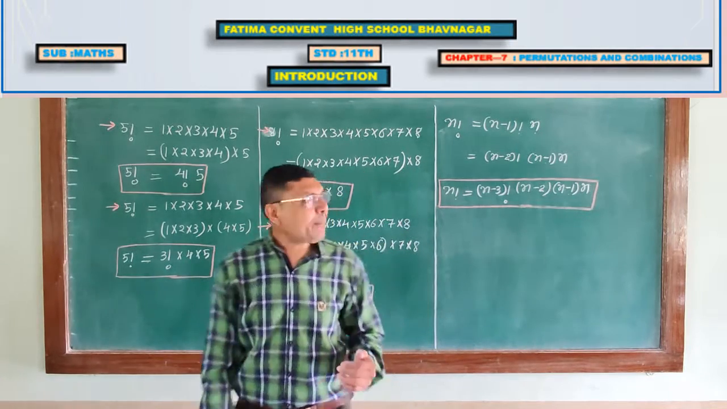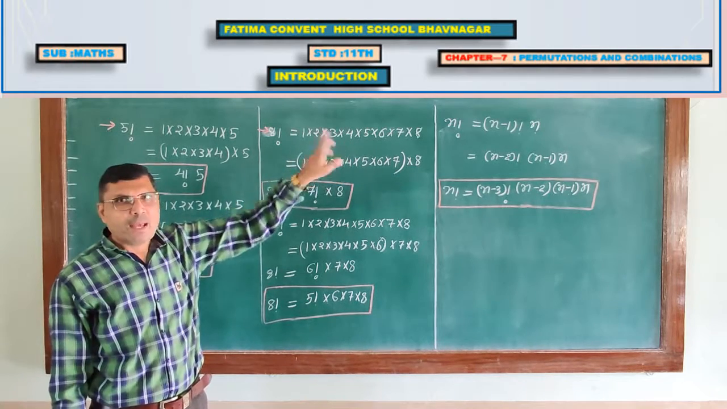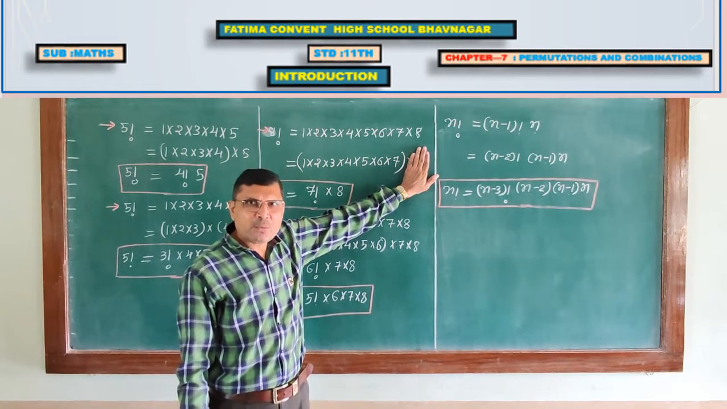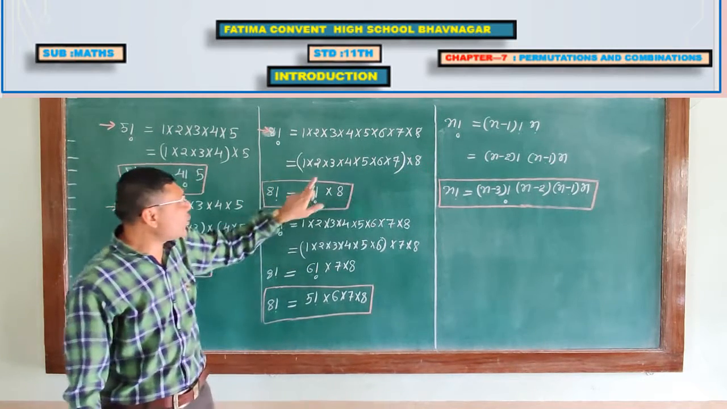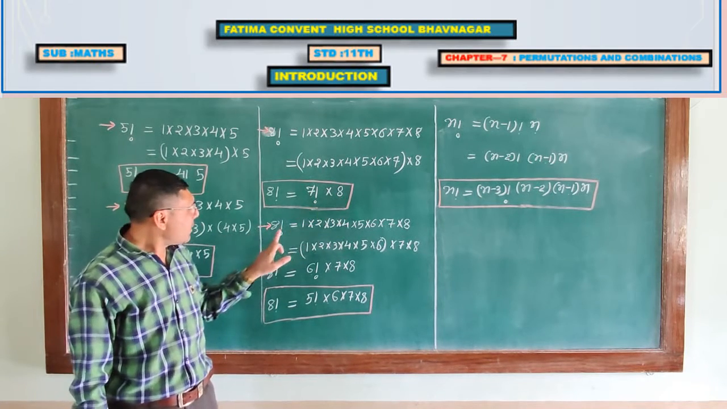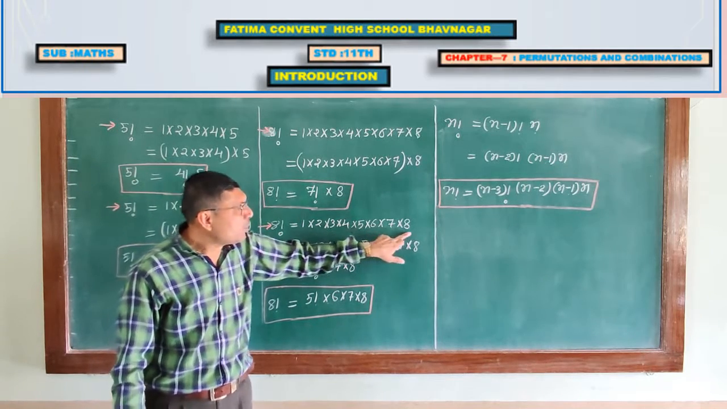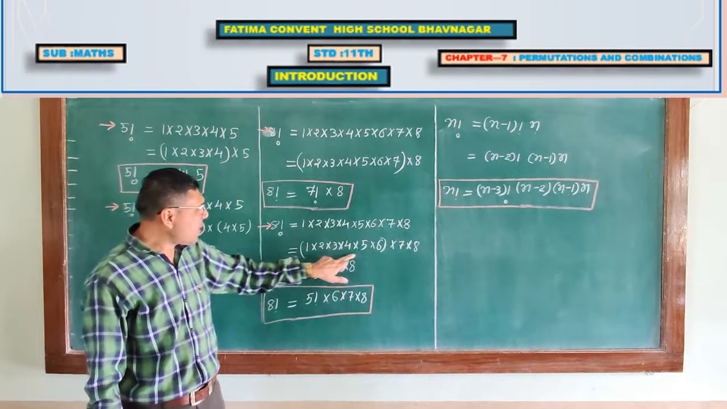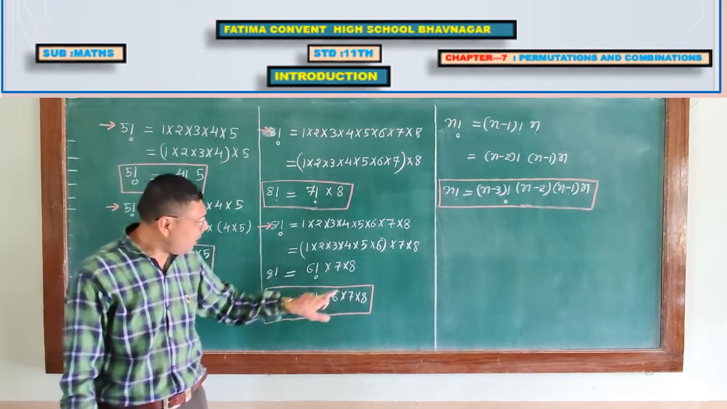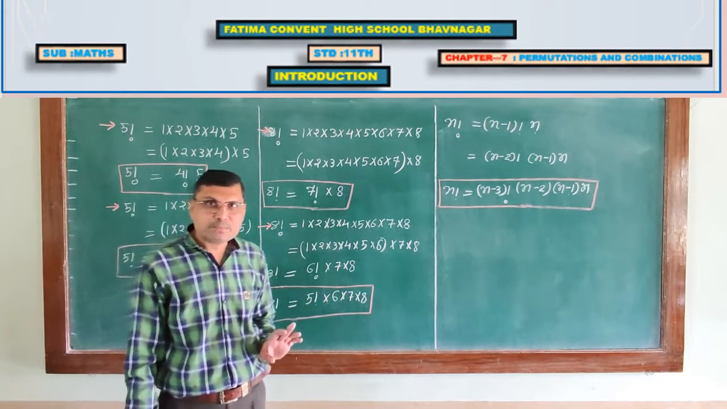Let us take one more example. Say 8 factorial, that is 1 to 8. But if I take 8 to one side, then this is 7 factorial into 8. Similarly, for 8 factorial, if I put 7 and 8 together, then this is 6 factorial into 7 into 8. Similarly, 5 factorial into 6 into 7 into 8.